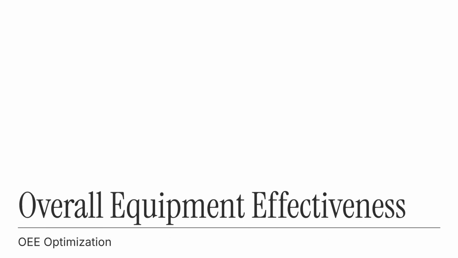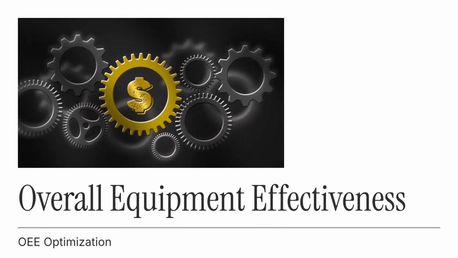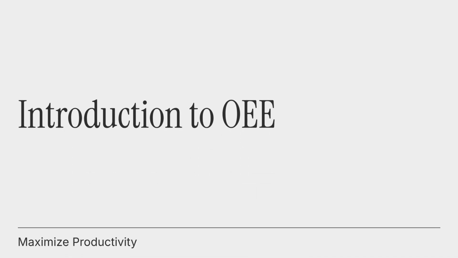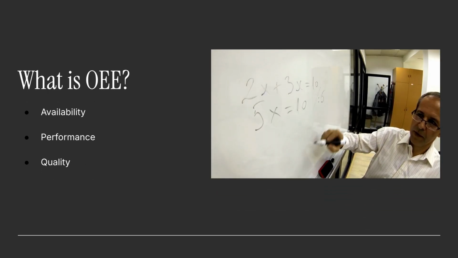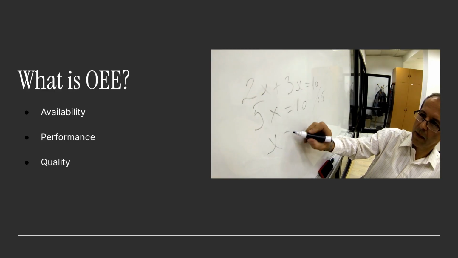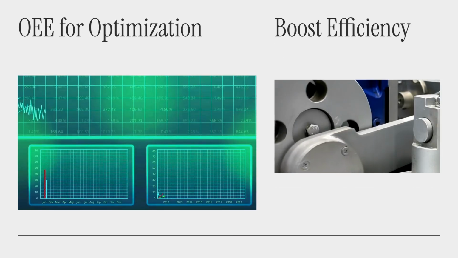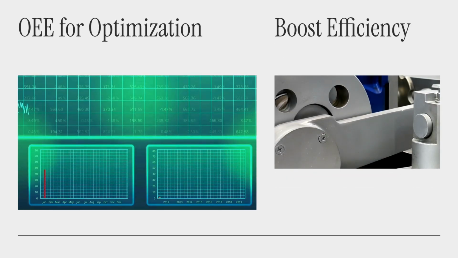Hello everyone, welcome. Let's dive into understanding overall equipment effectiveness, or OEE. This video will guide you through OEE, a crucial metric for optimizing production and efficiency. OEE is a key metric to understand how well your equipment is utilized. It measures the percentage of planned production time that is truly productive. OEE helps identify areas where you are losing time and efficiency, allowing for targeted improvements and increased output.